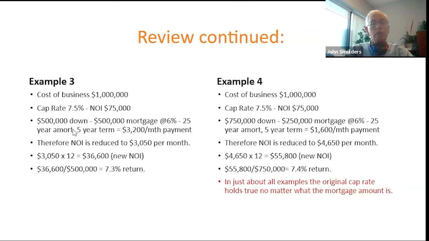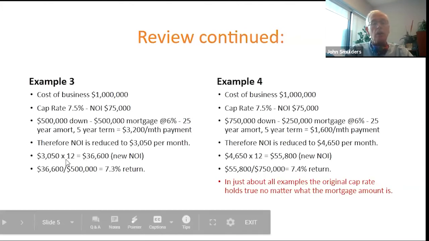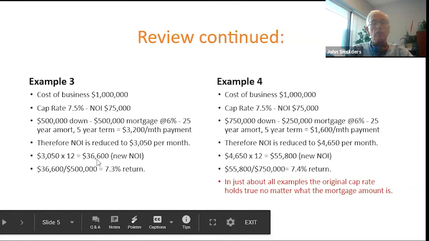But if someone puts down $500,000 at the same interest rate, 25 years, 5-year term, that's a $3,200 a month payment. Your NOI is reduced to $3,050 a month, and 3,050 times 12 is $36,000.